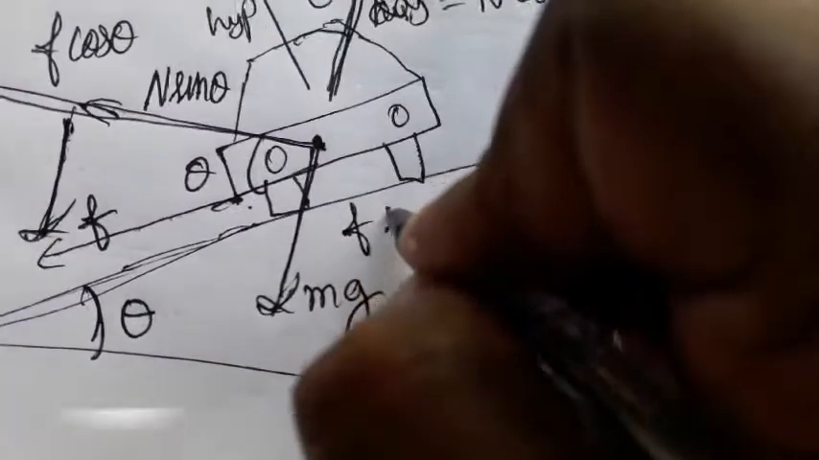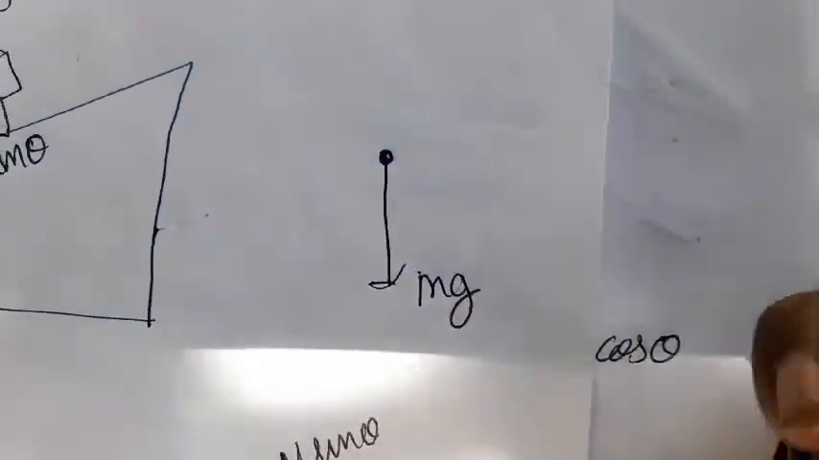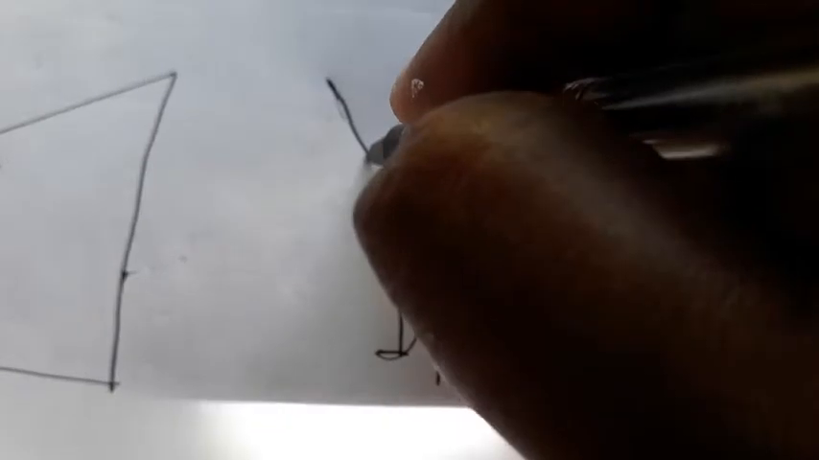For this small triangle, the adjacent f cos theta will be acting this side. The opposite side is f sin theta, so f sin theta will be acting this side. I am moving this vector here, so we can take it as f sin theta. Here I have taken all the forces at a single point: downwards is mg, and on this side the normal is there.